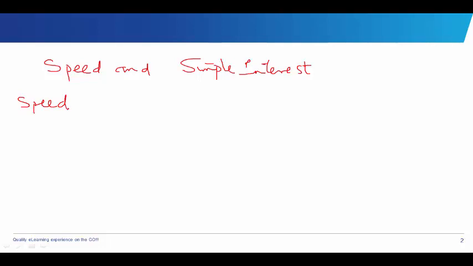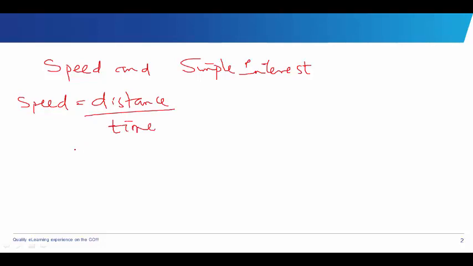Next thing we'll now revise for our primary school mathematics is speed and simple interest. Okay, so this is how we calculate speed. Speed equals distance all over time.